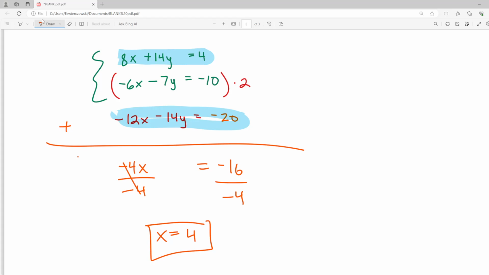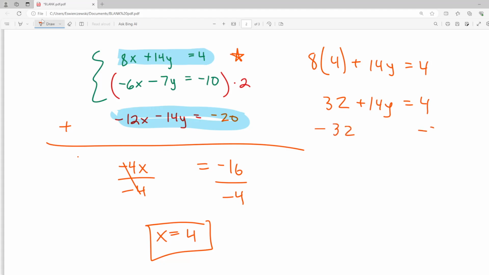Then I can take this, plug it in. Let's do the first one. So 8 times 4 plus 14y equals 4. 8 times 4 is 32 plus 14y equals 4. Subtract 32 from both sides.